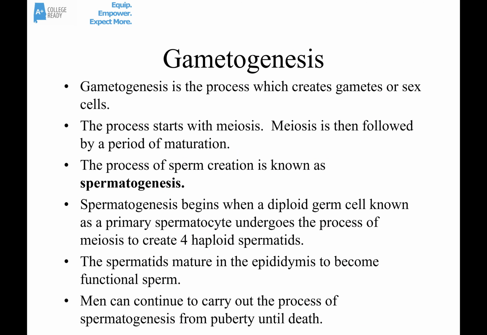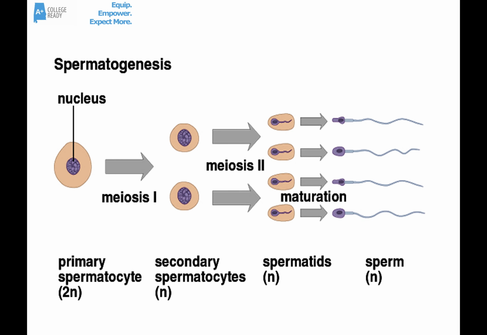So gametogenesis is the process which creates the gametes or the sex cells. It starts with meiosis, and that's followed up by a period of growth and maturation. The process of creating sperm is called spermatogenesis, and it begins with a diploid germ cell called a primary spermatocyte. Let's walk through that from a picture. So here's the germ cell. In humans, this would have 46, at this point, bivalent chromosomes in it.